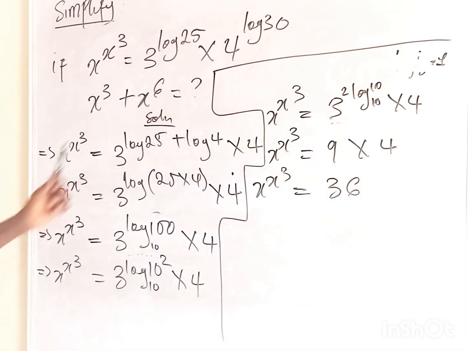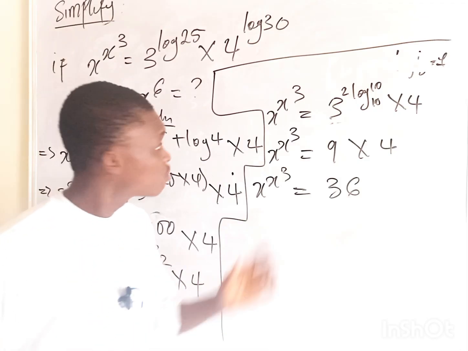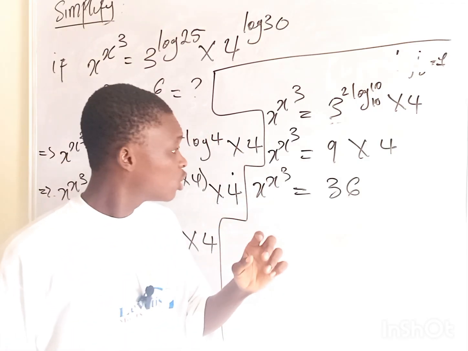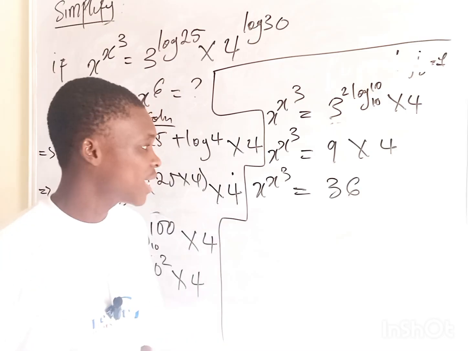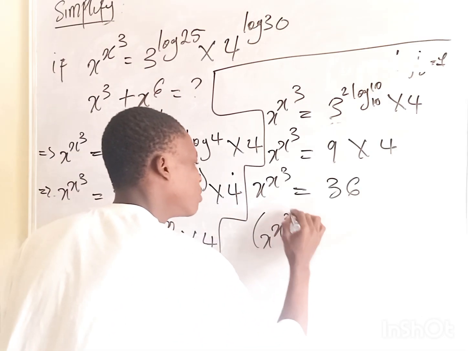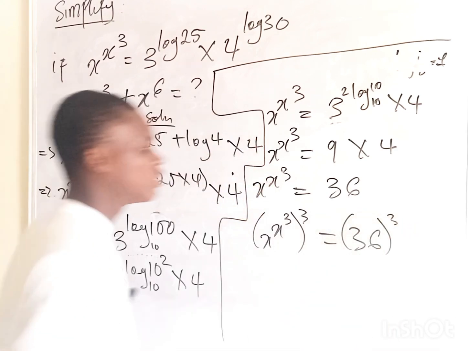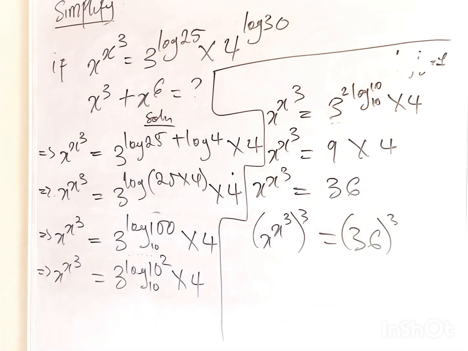All right, but this is what we are asked to look for, not this one. So this is what we are going to do. We are going to make sure we have this value. We are going to cube both sides. So if we cube both sides of this, we'll have that x to the cube all cube equals 36 all cube. So if we cube both sides, that's what we're having.